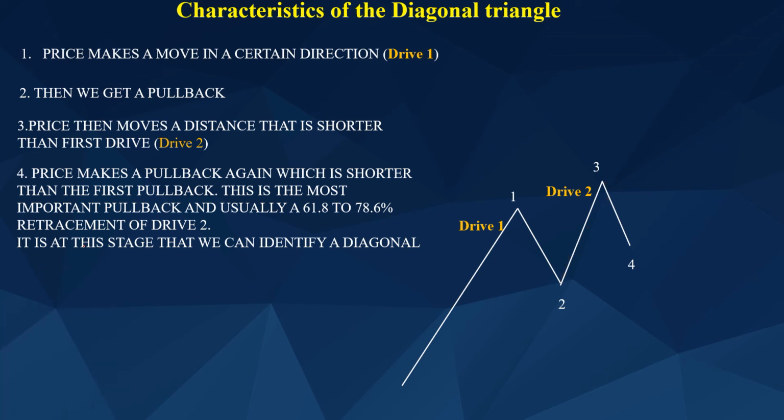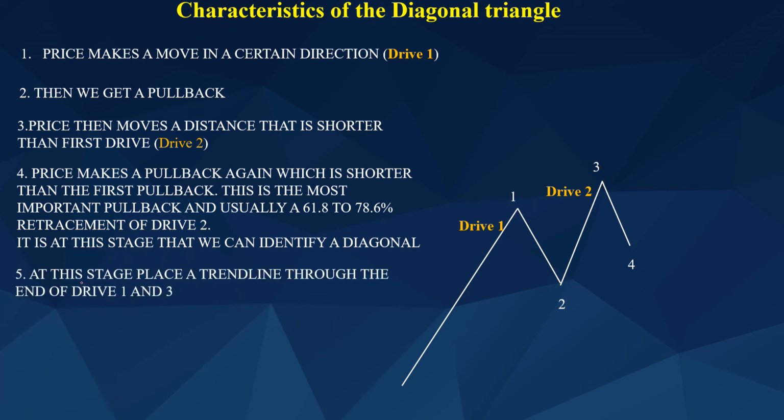Okay, it is at this stage that we can identify the diagonal triangle. It's at this stage that you know that it's a diagonal. You don't know it's a diagonal at this point. You don't know when this one is formed, and you don't know when this one is formed. You only know it's a diagonal triangle when we form the fourth wave and price fails to go beyond this one. Okay, so what do we do?